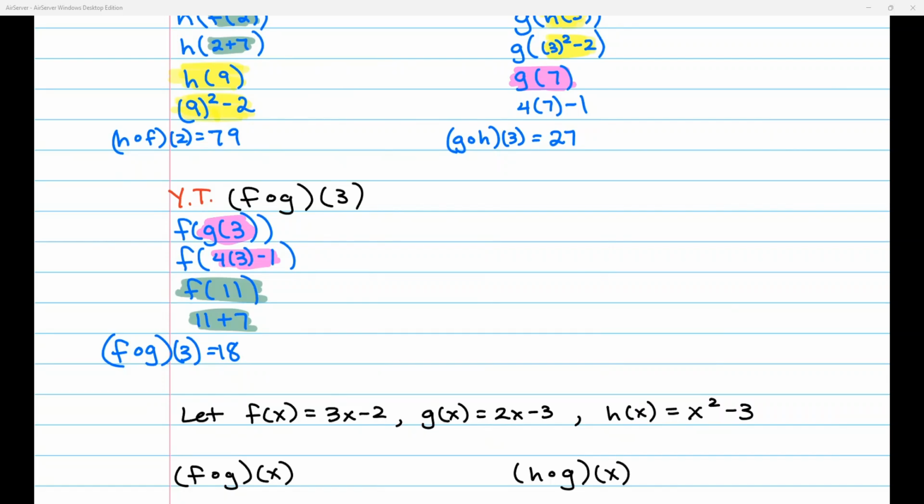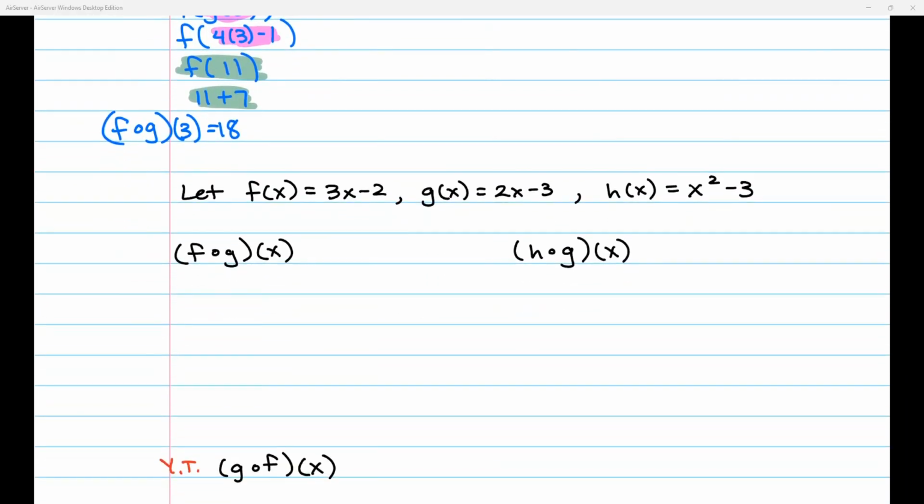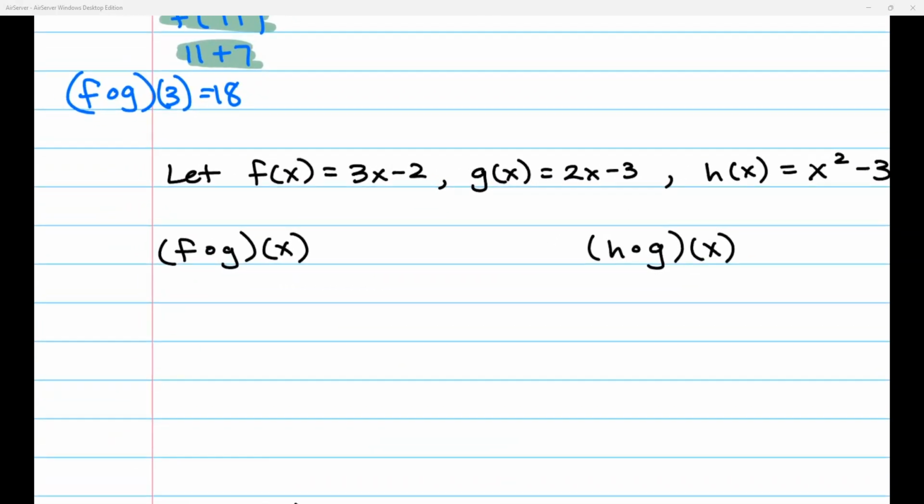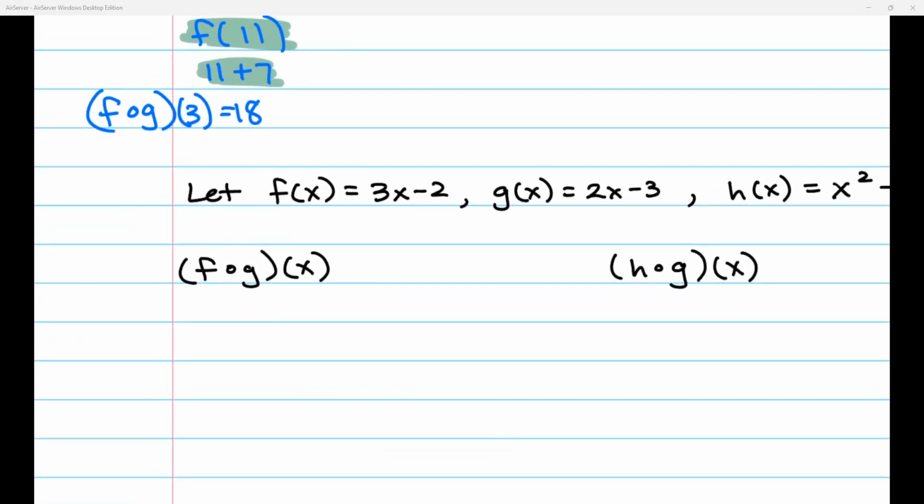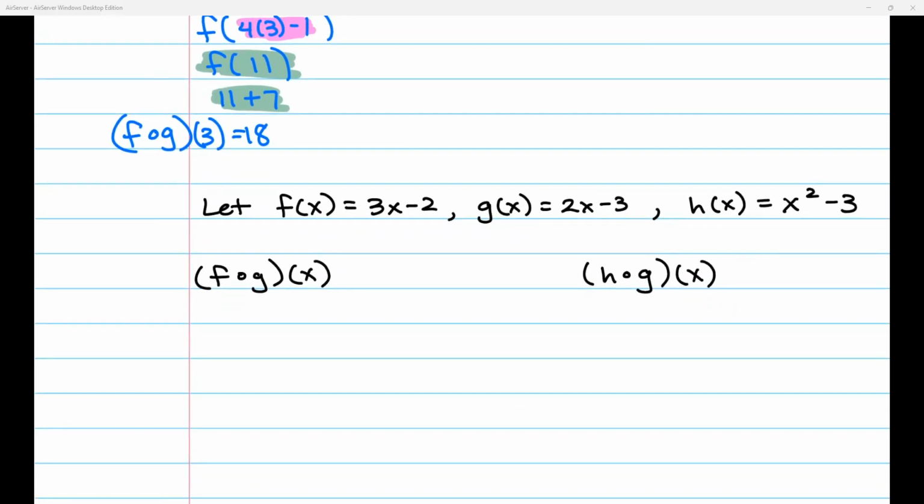That means you run with one function, you plug it into the other, okay? Here, though, they are doing the same thing, but this time they're not telling us what the number is. They say, no, we want you to leave it with the value of x. So this gets a little harder for students because you're going to be plugging in entire functions, not just a singular number. So let's do the first part.